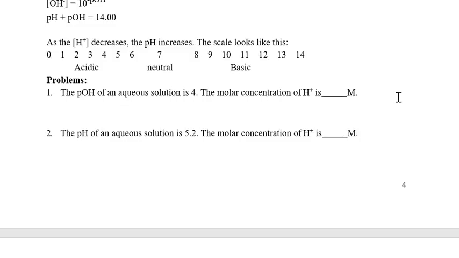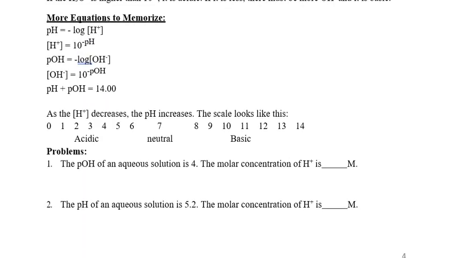So the problems here are just plugging the numbers in. I'm going to give you problem number 1. The pOH of an aqueous solution is 4, so I give you the pOH. You are going to first calculate the concentration of the hydroxide ions in solution, and then from that you can subtract from 14, and that will give you the concentration of your hydronium ion in solution, which is what this question is asking. So I'll leave these problems for you to do too.